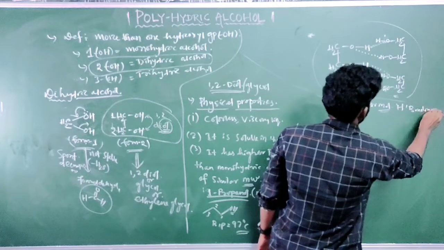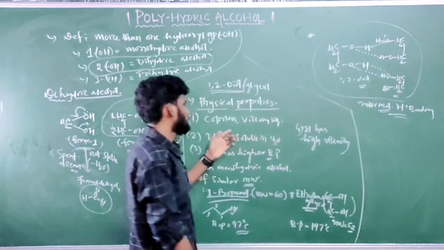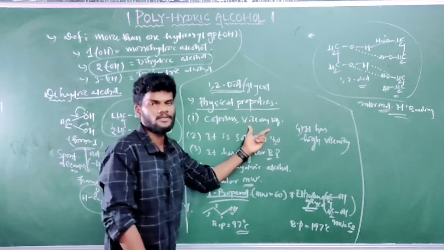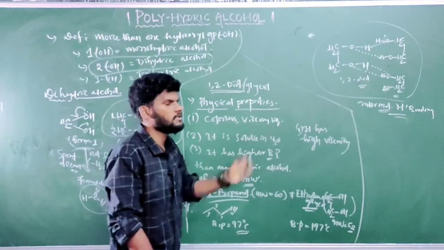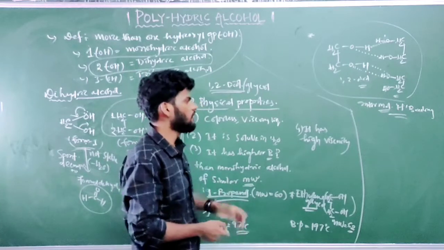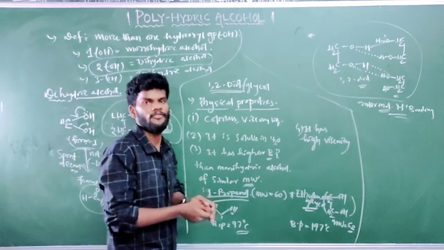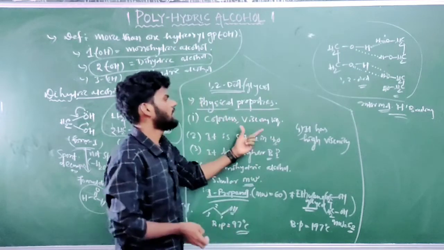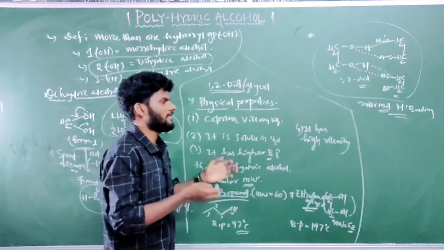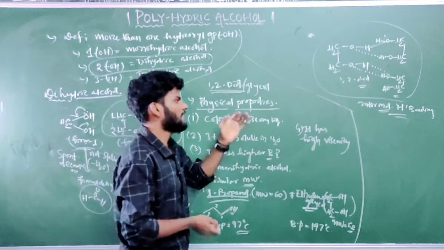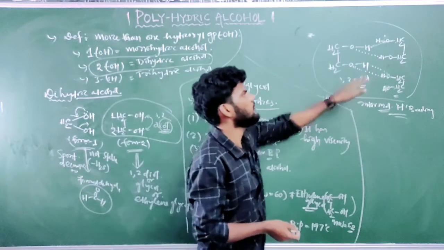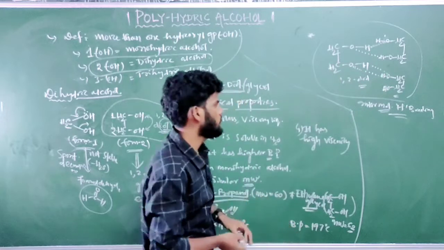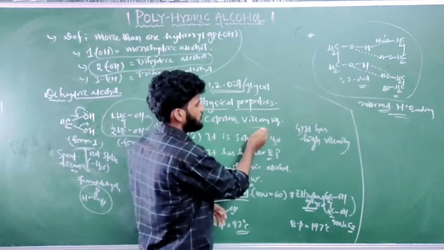How? Coming to the first point: it is a colorless viscous liquid. What do you mean by viscous liquid? A liquid which doesn't flow easily, a kind of thick liquid, for example syrup or oil. So 1,2-diol is a viscous liquid. The reason behind it is the extensive hydrogen bonding because of the 2 hydroxyl groups present in 1,2-diol. That is why it is a viscous liquid.